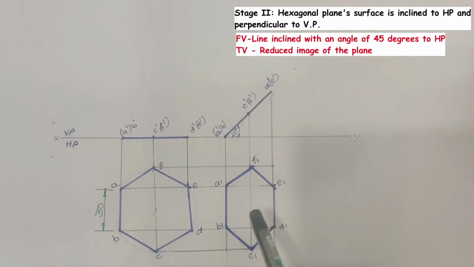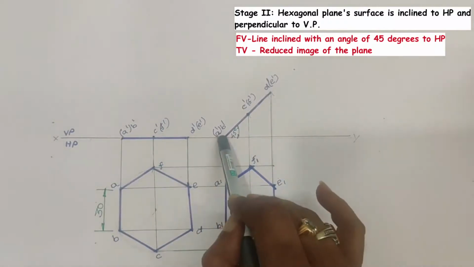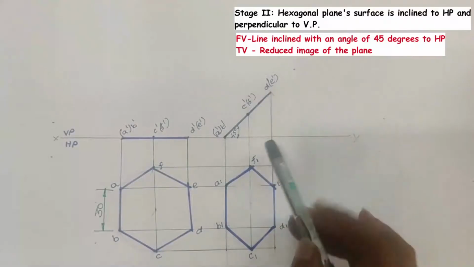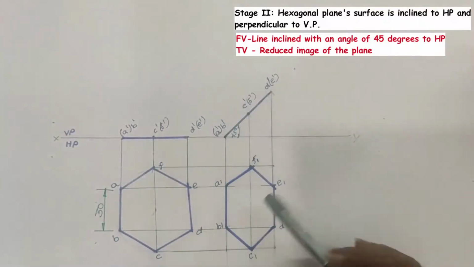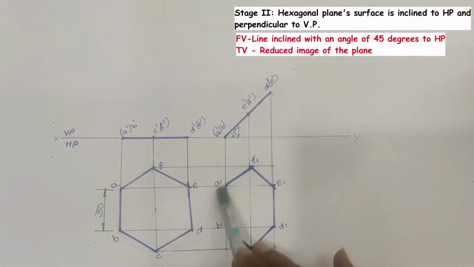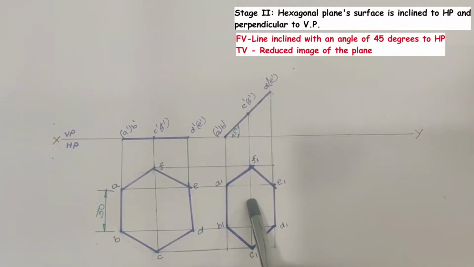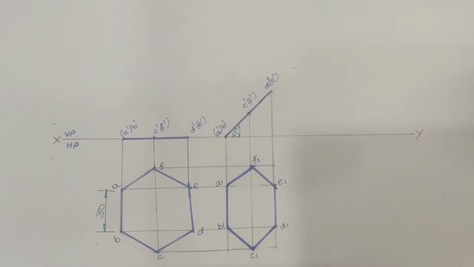This is the second stage top view when the hexagonal plane is resting on its side, say AB on HP, and its surface is making an angle 45 degrees to the HP. Because the plane is inclined to HP, that's why on HP we'll get a reduced image of the hexagonal plane. With this we completed second stage solution. Then we'll move towards third stage solution.